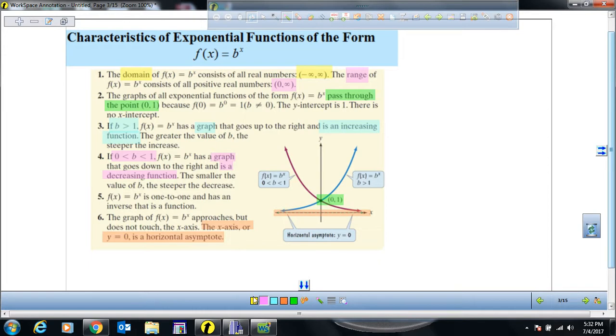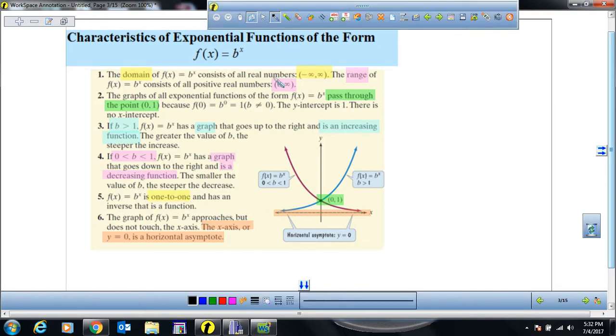And last but not least, these functions are both one-to-one, meaning that they have an inverse function. Because if I do a horizontal line test on each one of them, you see that the horizontal line intersects the graph, it doesn't matter where it's drawn, only once. So if I draw a horizontal line and it intersects the graph only once, that means that it is one-to-one, and one-to-one means that it has an inverse function.